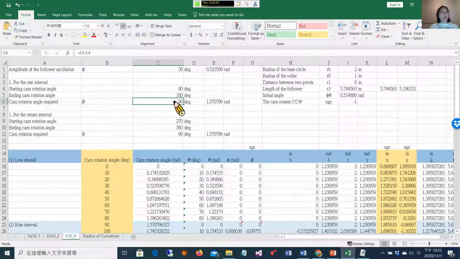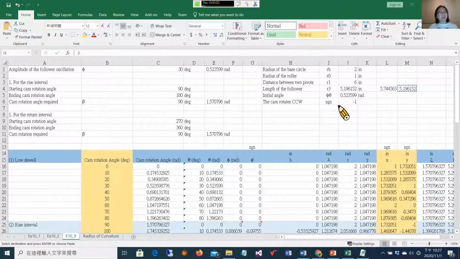The follower then dwells for 19 degrees of cam rotation, and the return occurs with harmonic motion for the cam rotation from 217 degrees to 316 degrees, and the cam rotation angle required beta is 19 degrees. Amplitude of the follower oscillation is 13 degrees.